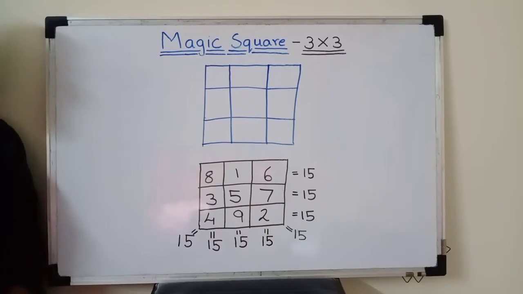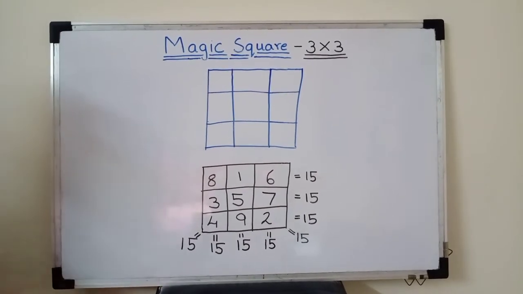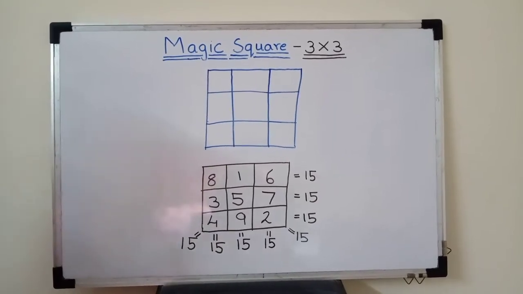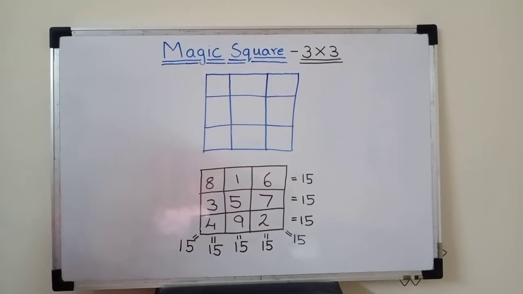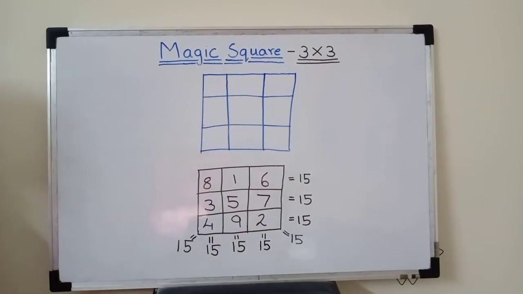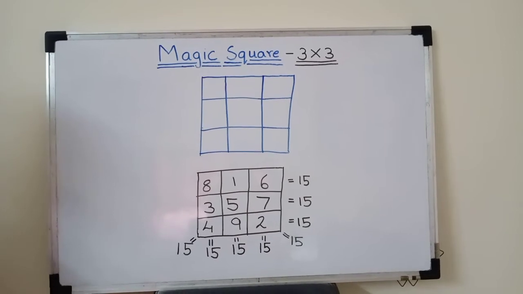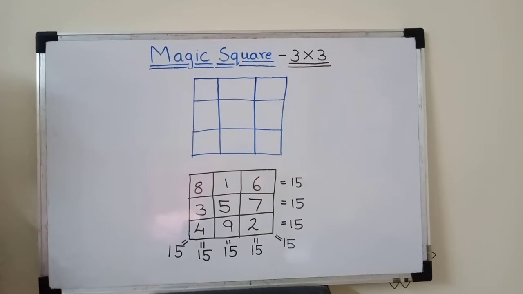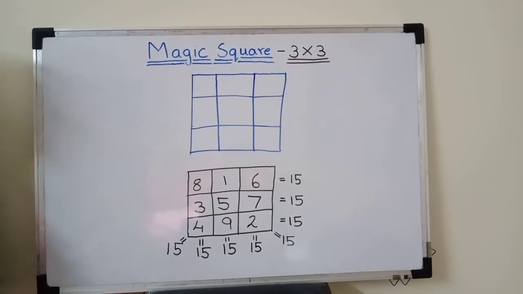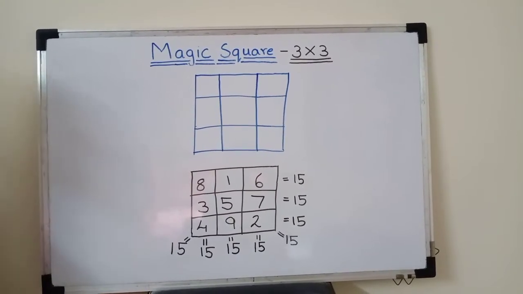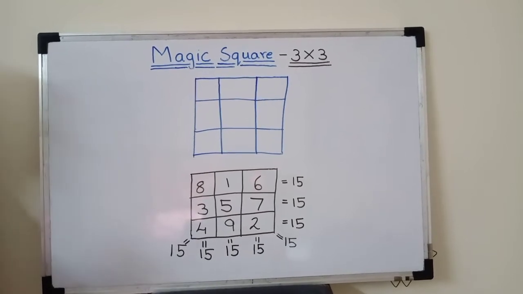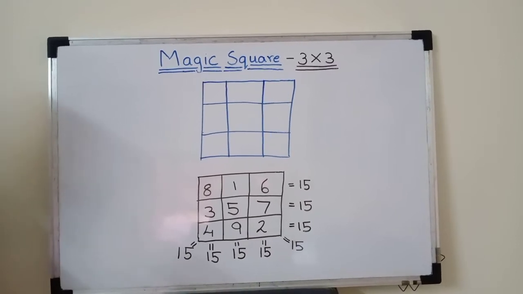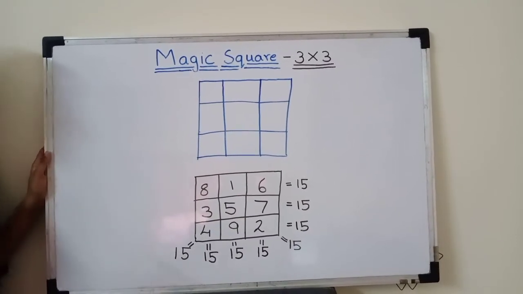So here's an example. I have written the numbers from 1 to 9 in a 3 into 3 grid, and you can see that all the sums of rows, columns and diagonals is 15. The rules which I am going to teach you today are applicable for grids which are odd, like 3 into 3, 5 into 5, 7 into 7, 9 into 9 and so on. Now let's make a magic square, and as we are making it, I'll explain the rules.